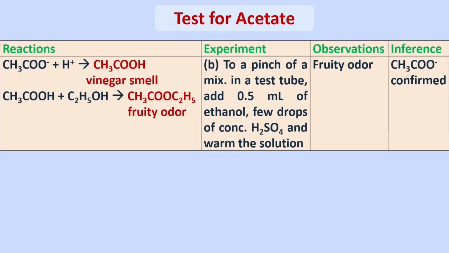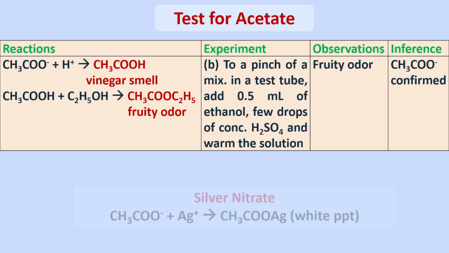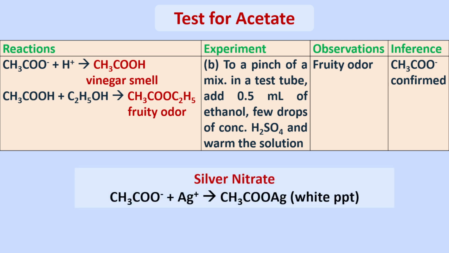In the second test, take a pinch of the mixture in a test tube, add 0.5 ml of ethanol and a few drops of concentrated sulfuric acid, and then warm the solution. A fruity odor of ester confirms the presence of acetate ion. As you can see, like carbonate, acetate also reacts with silver nitrate to form a white precipitate. This is why I mentioned that silver nitrate cannot be used for detection of carbonate ion.